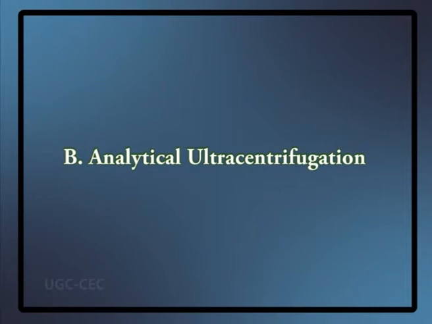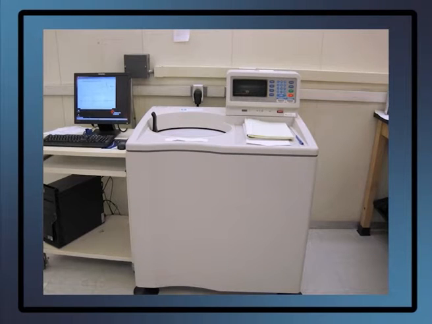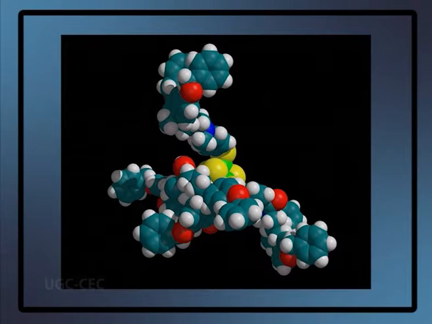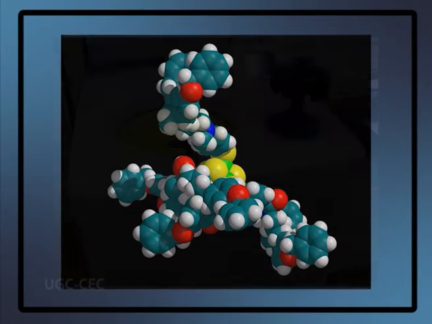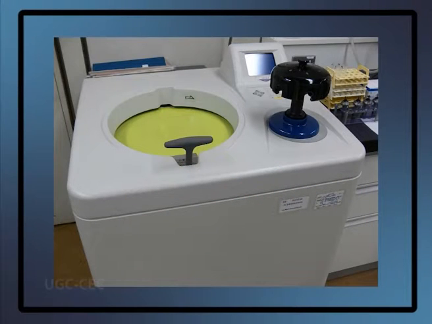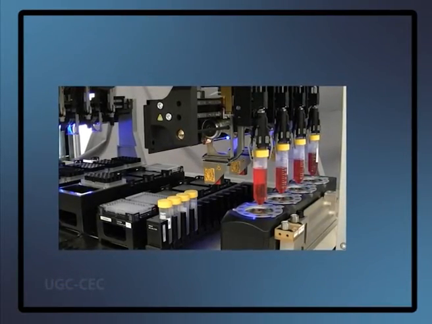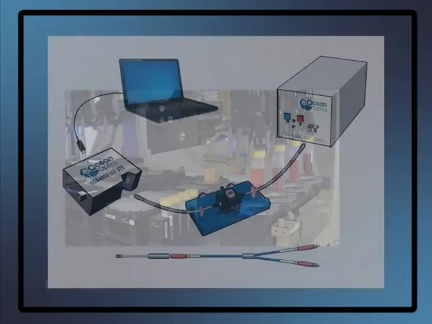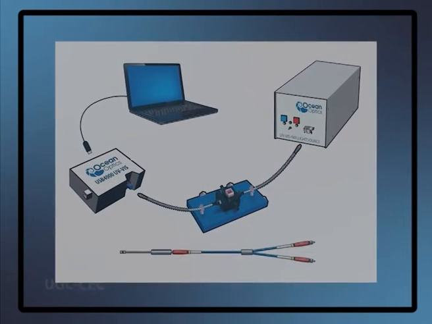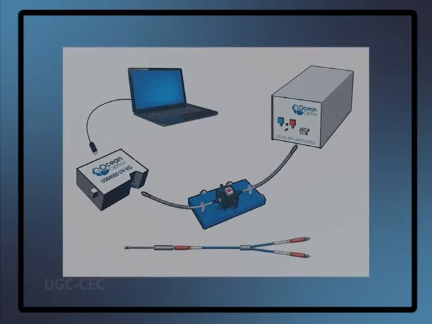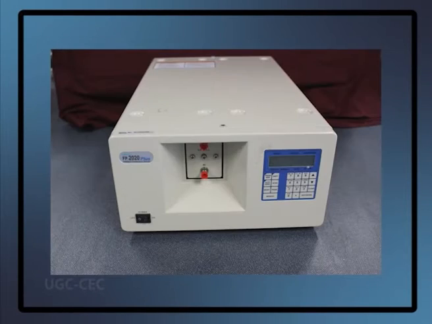B. Analytical ultracentrifugation. Analytical ultracentrifugation is the study of the behavior of macromolecules in solution under the influence of a strong gravitational force. It is a centrifuge with one or several optical detection systems, which allow the observation of the fractionation process while the sample is centrifuged. The technique uses either UV absorption optics or a fluorescence detector for detection.